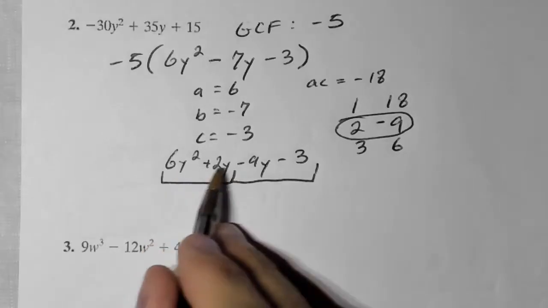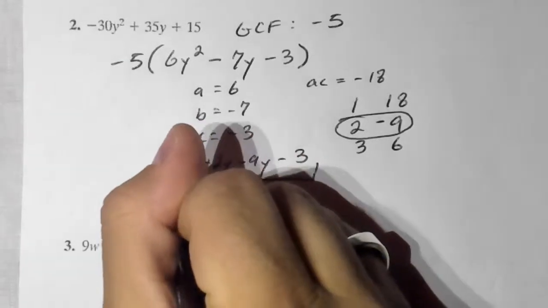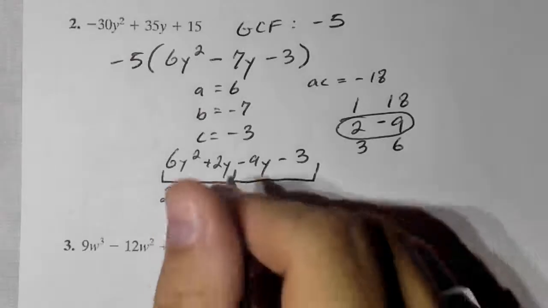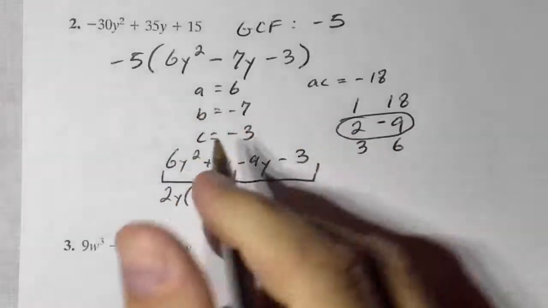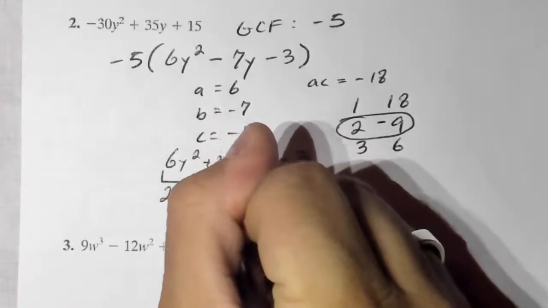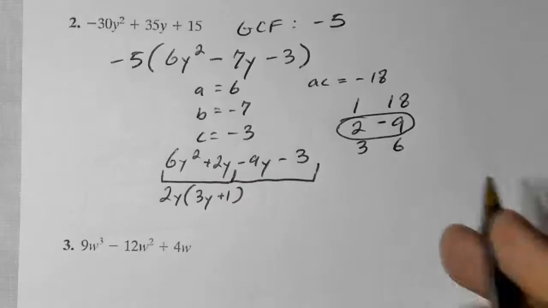The GCF of the first two terms is 2y, so 2y gets factored out, and what's left is going to give us 3y. 2y times 3y gives us 6y squared. 2y times a plus 1 gives us our 2y.